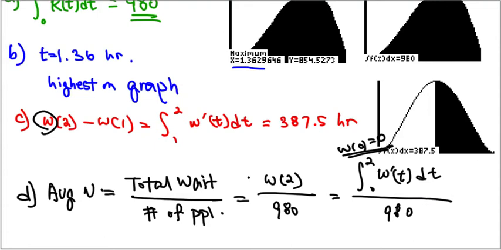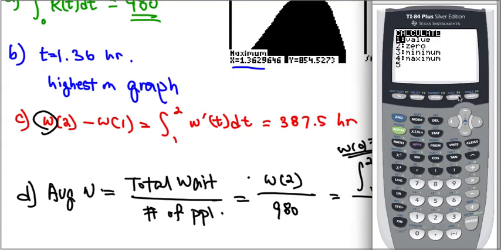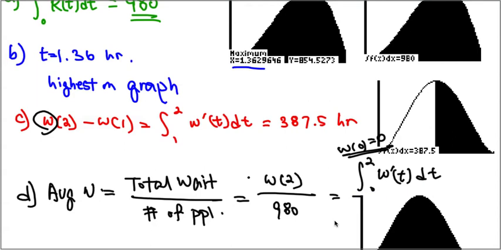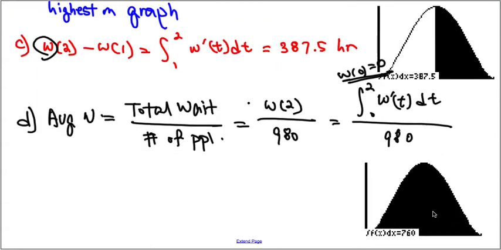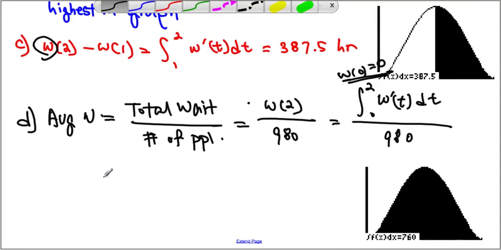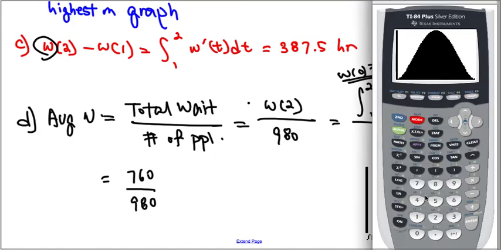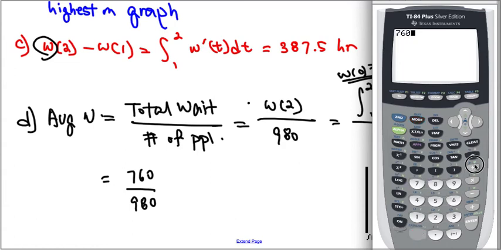Alright, so we're going to go back to our calculator, second trace, and find the integral. Lower limit in this case will be equal to 0. Upper limit will be 2. Then we end up getting 760. So therefore, our final answer becomes 760 divided by 980. Now, just to calculate that, 760 divided by 980. Alright, so that becomes our answer.